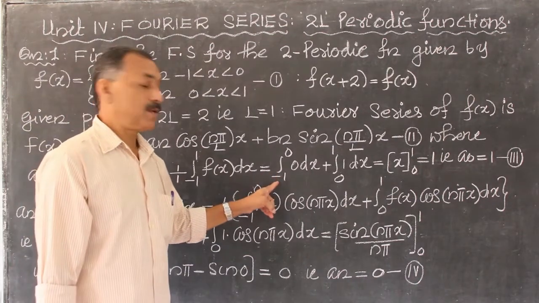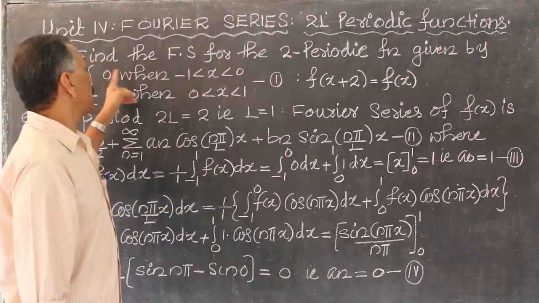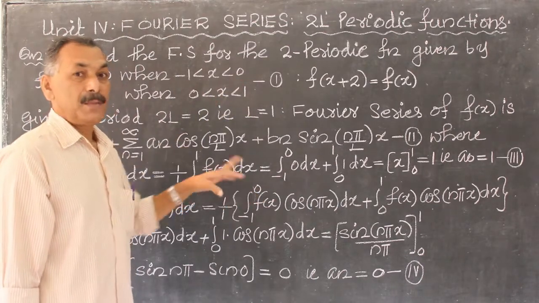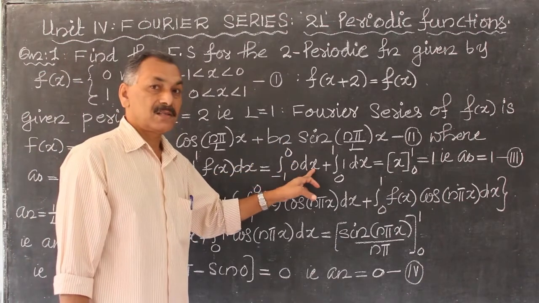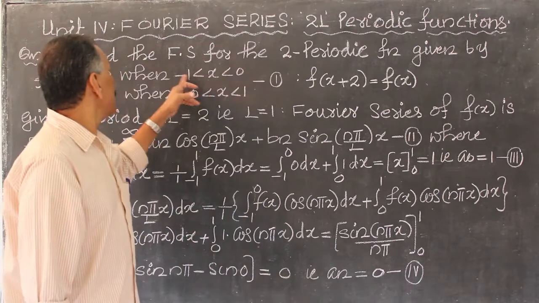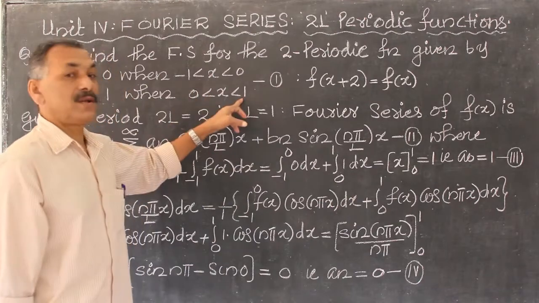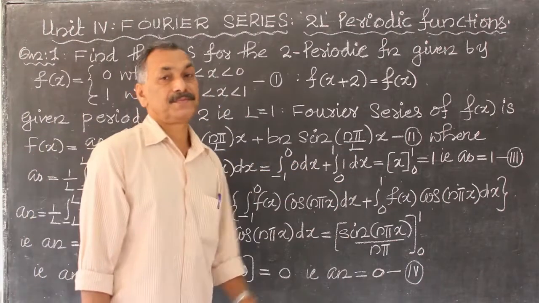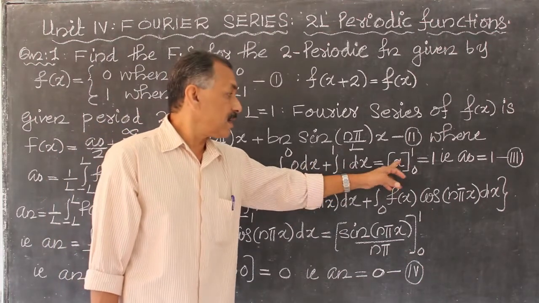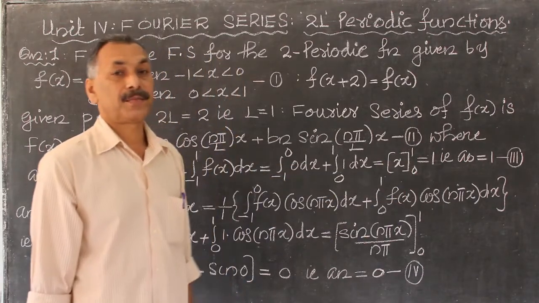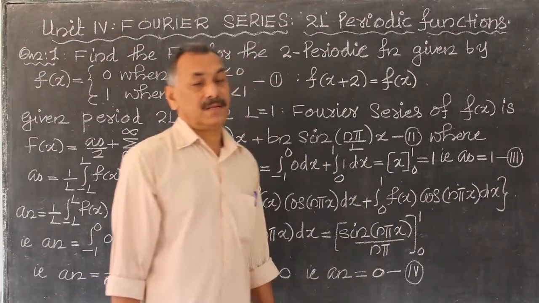That is equal to integral -1 to 0, since the function is defined in the interval -1 to 0 and 0 to 1. Therefore, -1 to 1 is divided into -1 to 0 of f of x dx. What is f of x in this interval? f of x is equal to 0. Plus integral 0 to 1 of f of x. In this interval 0 to 1, what is f of x? 1 into dx. The first integral value is 0. Then 1 into integral dx is equal to x between the limits 0 to 1. Upper limit apply 1, lower limit apply 0.